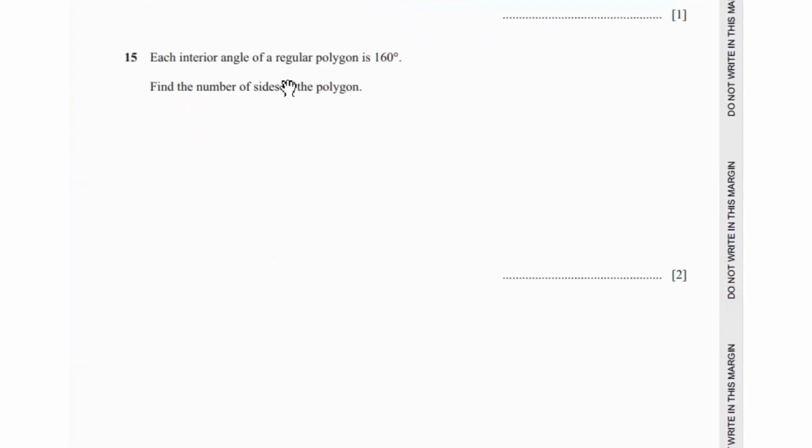Then it says each interior angle of a regular polygon is 160 degrees. Find the number of sides of the polygon. So for each interior angle, there's a formula.